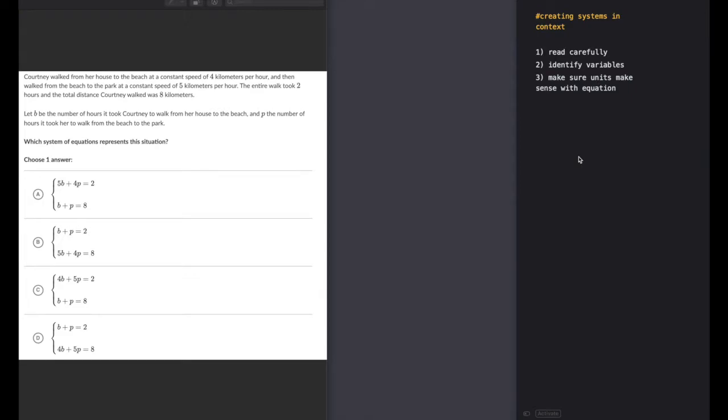This video is on creating systems in context. So we have been working with systems of equations, and it might not be obvious when we actually use these. These word problems give us some realistic examples of when we might use them. They're really useful when you have situations where you have a number of different specifications you want to meet.